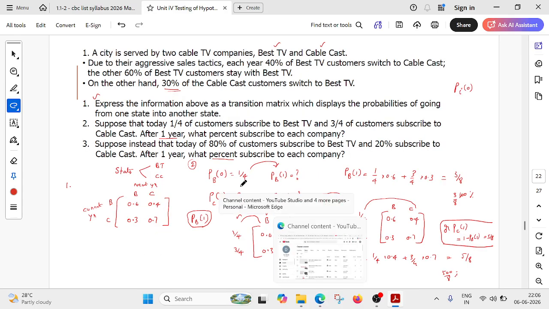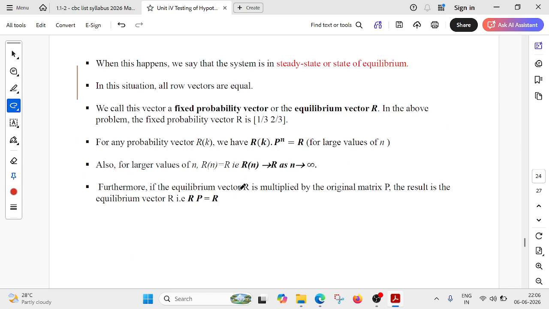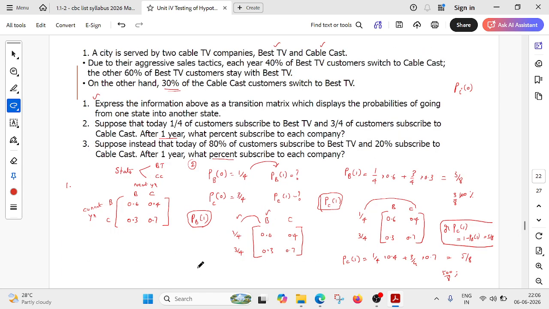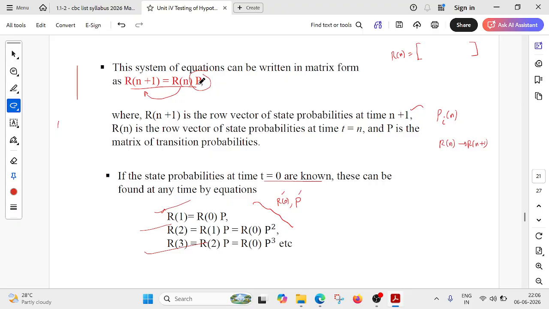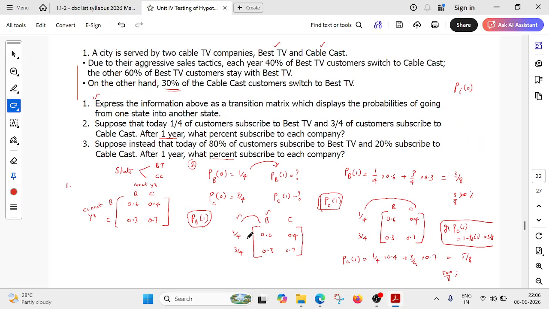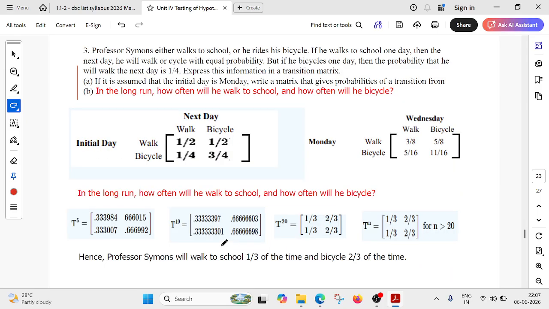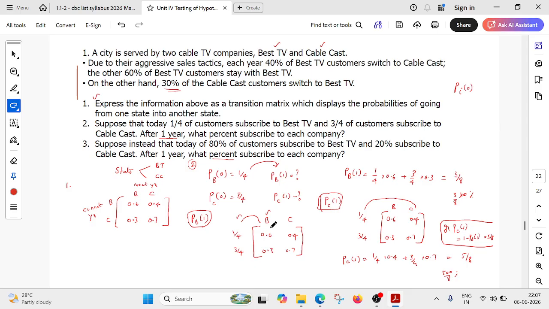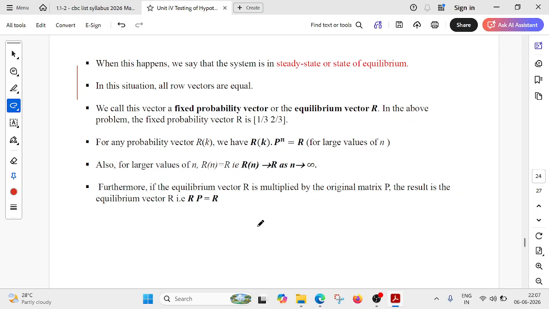Whatever we discussed, all of it can be calculated using this formula. This is the homework for you. I showed how to get all the powers of the transition matrices. You can do that. Next, this is also the same as in the previous slides, where we have seen the same thing with the long run extension. Same formula. Next, when this happens, we can say the system is in steady state or a state of equilibrium.